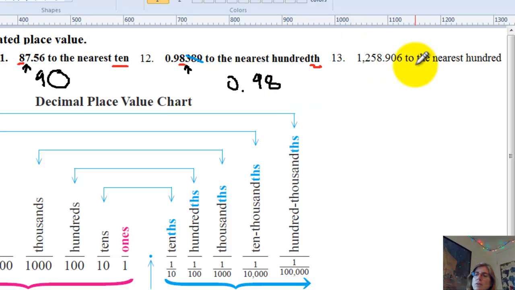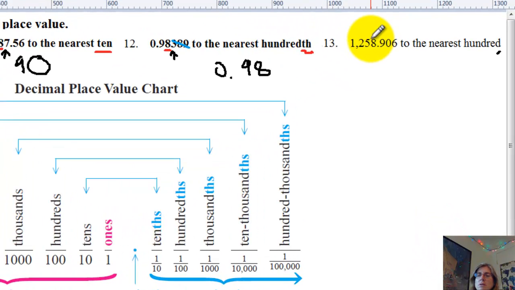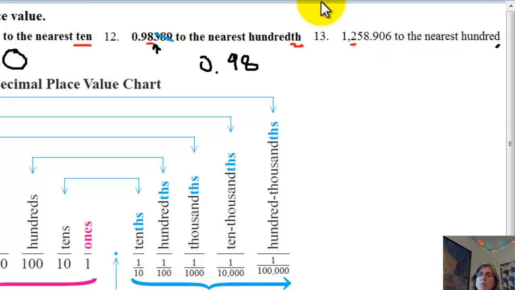Number 13, we are rounding to the nearest hundred. Once again, it's D on the end, not TH, but D. Hundreds. So we have to find the hundreds place. There's ones, tens, hundreds place. We look to the right of that place. It's a 5. That means this number becomes larger, so it's 1, comma, 3. Then you put the zeros in for 5 and 8, but you don't put any of the decimals in after it. So 1300.